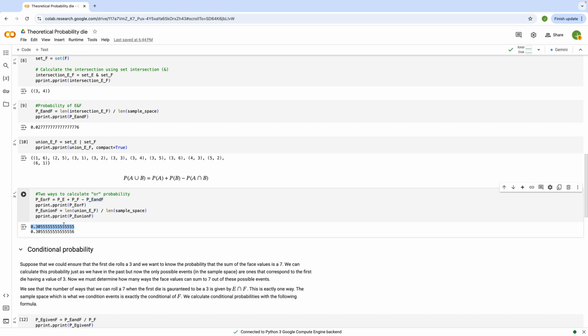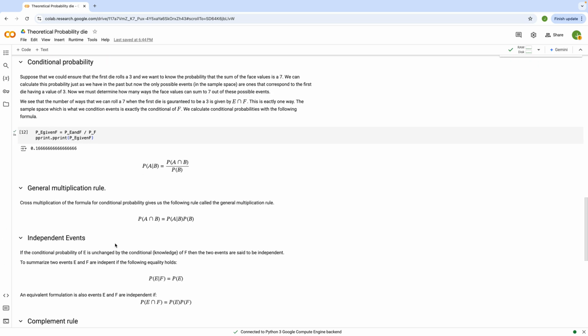Another way I can calculate the probability is just by counting how many things there are in E union F. That set has 11 outcomes divided by the sample space of 36. It also gives me 30.55% repeating. So it doesn't matter if I calculate the probability of E and F and subtract the intersection, or I count the elements in the union. They give me the same thing.